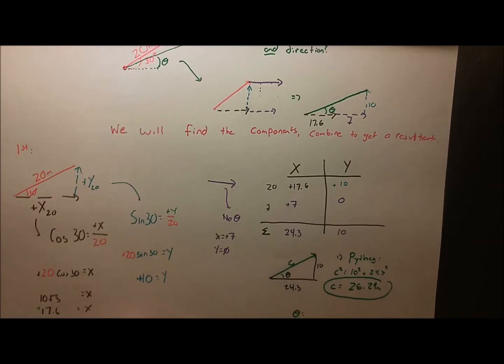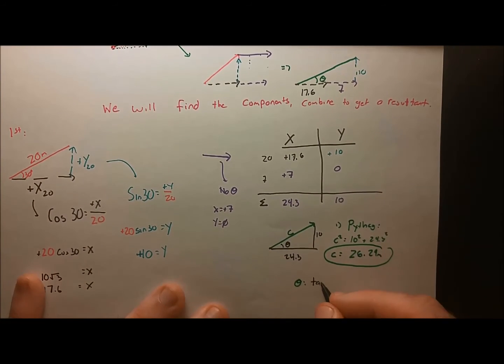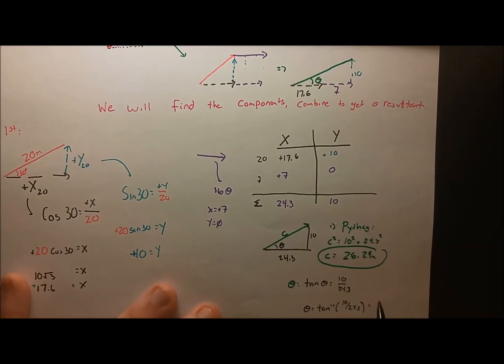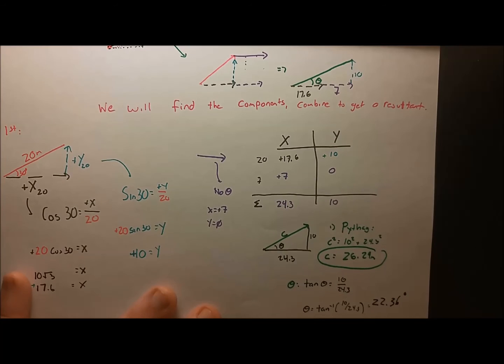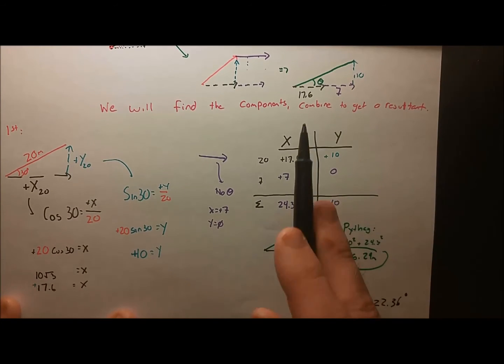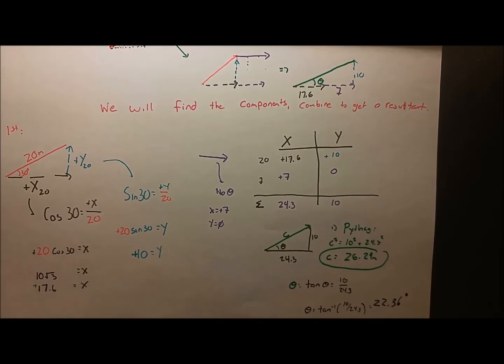To find the angle, I'm going to use probably tangent. Tangent is opposite over adjacent, 10 over 24.3. To find the angle, I'm going to use inverse tangent. And doing so, I finally get 22.36 degrees from the horizontal. So I just found my result and my angle, which is what I wanted.